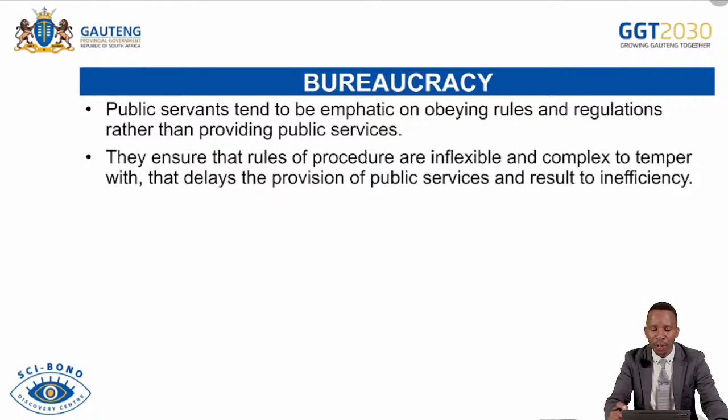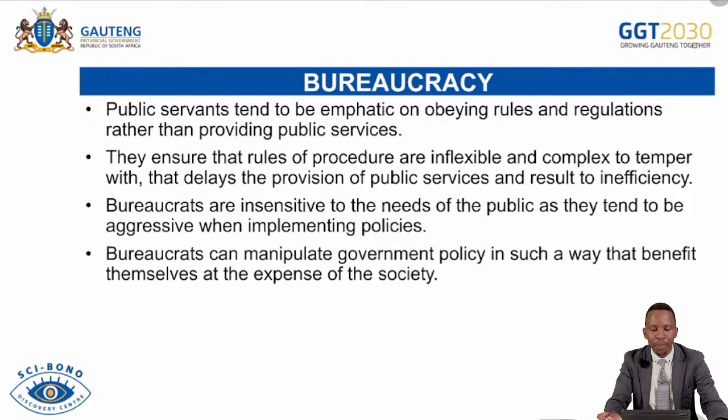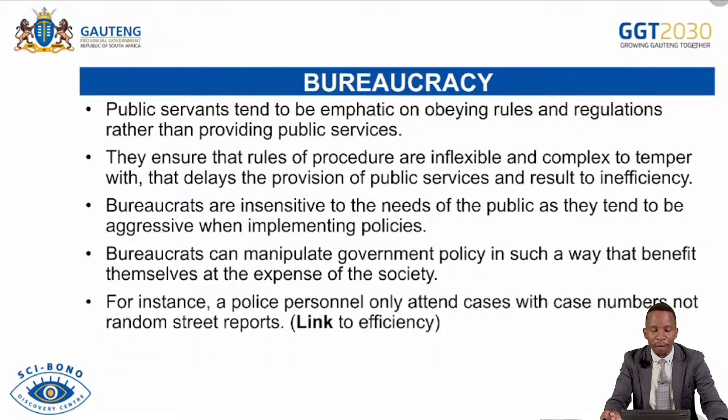and that delays provision of public services within the society, and that leads to the inefficient provision of resources in the economy. Bureaucrats are insensitive to the needs of the public as they tend to be more aggressive when implementing policies. Bureaucrats can manipulate government policy in such a way that it benefits themselves, and at the expense of whom? At the expense of the society. For instance, a police officer only attends cases with case numbers, not random street reports.